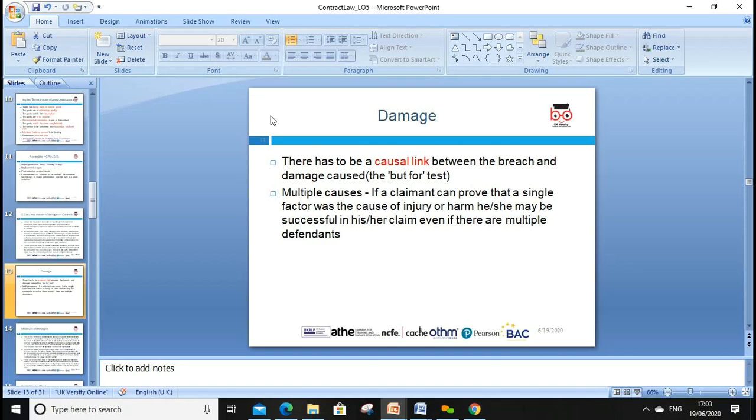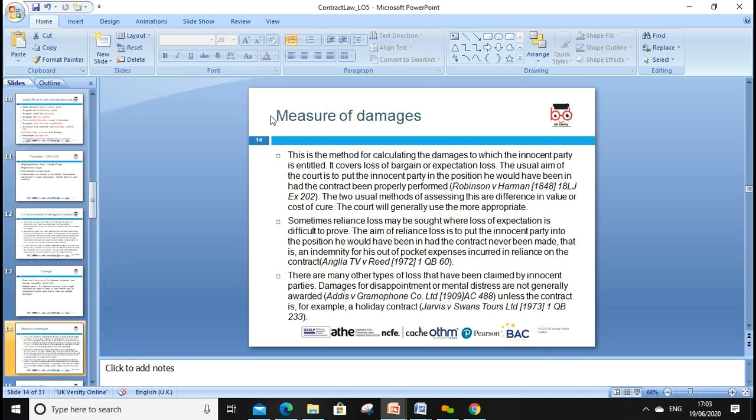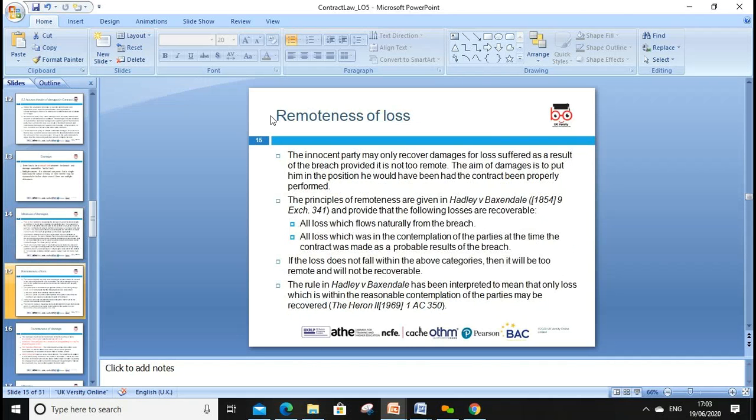With multiple causes, the claimant can prove a single factor was the cause of injury or harm, and may be successful in the claim. And the defendant needs to show the multiple causes, that I tried my best, I provided it.